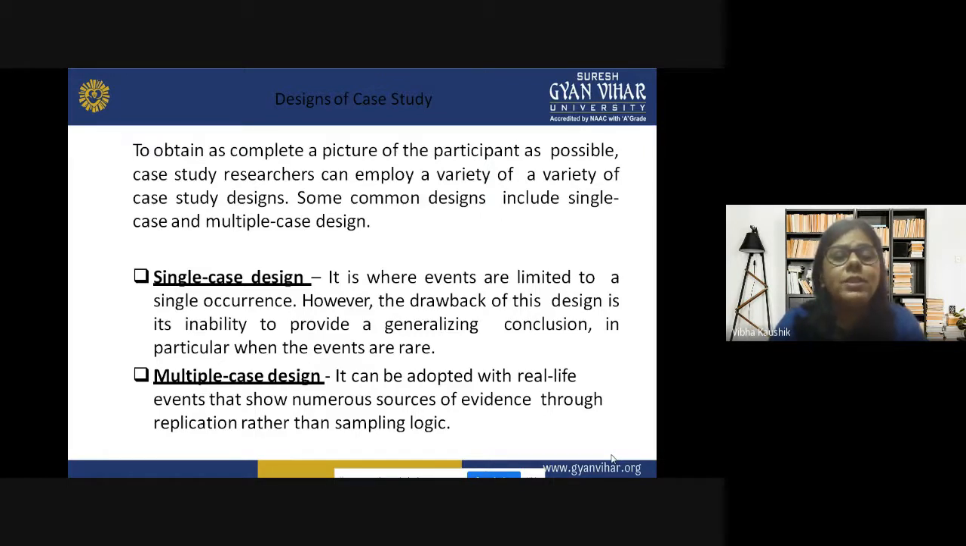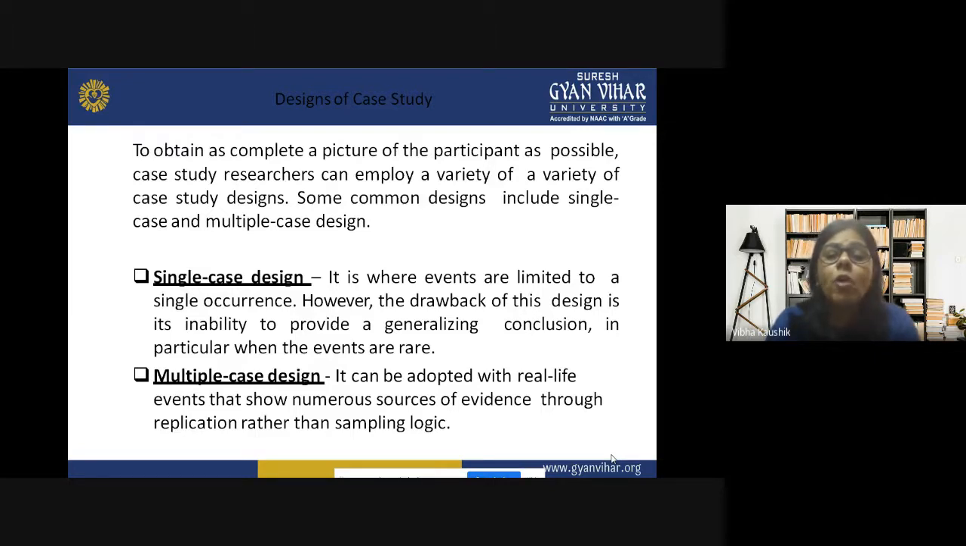Now, the first one, single case design. It is where events are limited to a single occurrence.